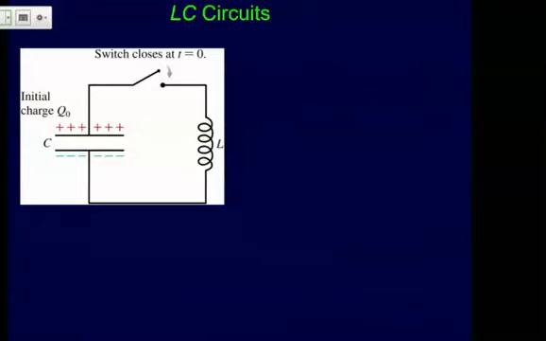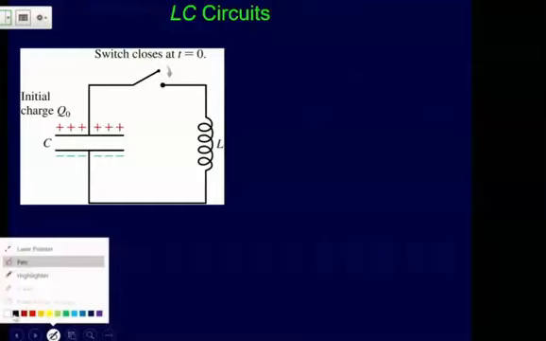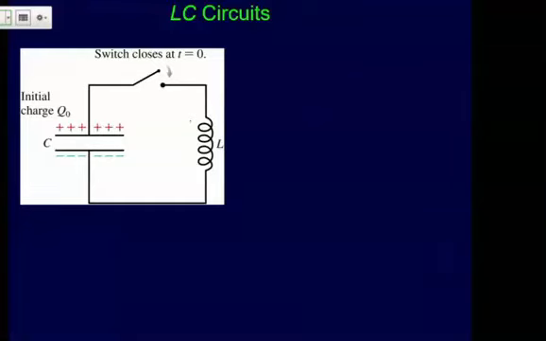And so, again, what we can do is look at this, and whenever we have a complicated circuit, the easiest way to look at it is using Kirchhoff's rules. So we're going to assume that when we close this switch, there's going to be a current. The positive charges will start to want to flow to the negative side. And as they do this, they're going to be causing a voltage in your inductor. And so what we can do then is go through and do Kirchhoff's rules.